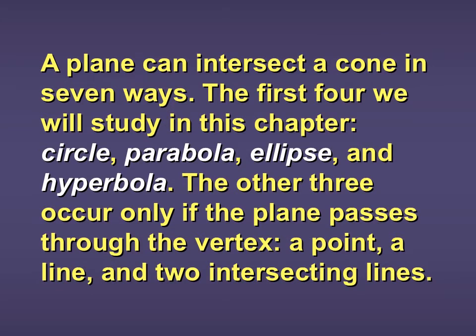We're actually only going to study 4 of those ways. We're going to study a circle in this section, and then we're going to study parabolas, ellipses, and hyperbolas. Okay, so we're going to study those 4 intersections, but there's actually 3 more. The other 3 occur if the plane passes through the vertex: a point, a line, and 2 intersecting lines. So those are the other 3 intersections.